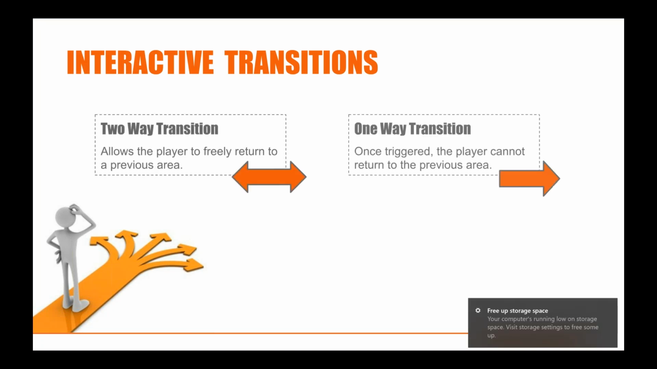So we have two-way transitions and one-way transitions. A two-way transition, obviously you can go back and forth between one space and the next. And a one-way transition, once the player progresses, they're no longer able to go back to the previous area.